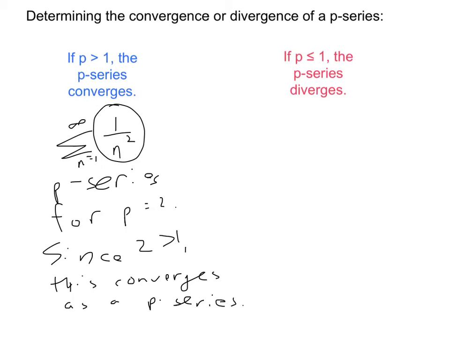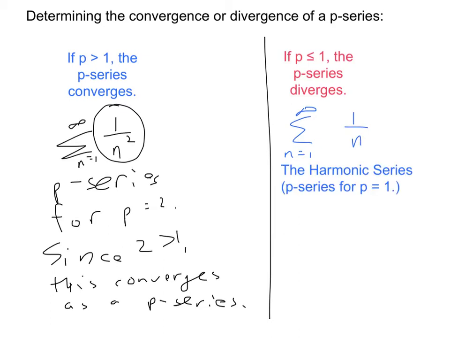P-series are very, very easy to identify. They're very simple, so we don't see them a whole lot, but they end up being used for some other things, and we'll get into that in tomorrow's lesson. A very, very common example of a p-series that diverges is actually this one. If you have the sum n equals 1 to infinity of 1 over n, this one actually has a special name. This is called the harmonic series. And the thing that's important about the harmonic series is that this diverges. It diverges because p is 1, and we said that if p was less than or equal to 1, the series would diverge.